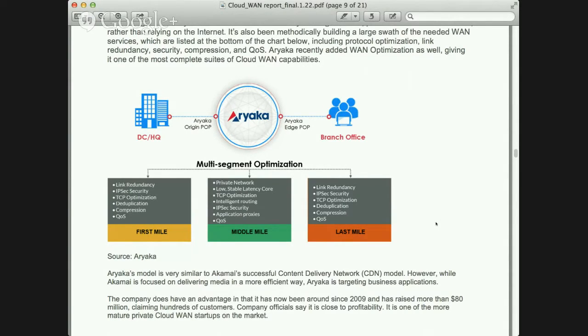It's got encryption, QoS, compression, IPsec security. So this is kind of a vision of the network as a service model for Cloud WAN. How do you embed all this functionality in the cloud so that all the user has to do is rent your network? So that's one model.